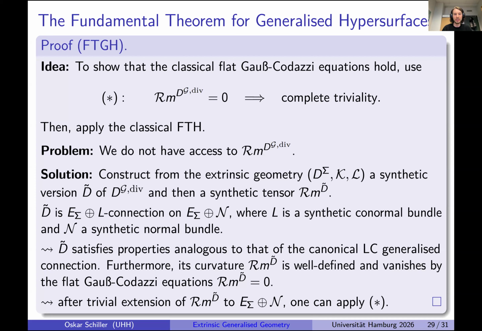Then we show that this synthetic version of the preferred connection that we construct satisfies several properties of the canonical connection. So in many situations, it basically acts in the same way. And we also show that you can then associate to such a connection a generalized Riemann tensor. This generalized Riemann tensor you can immediately see has to vanish by the generalized flat Gauss-Codazzi equations.